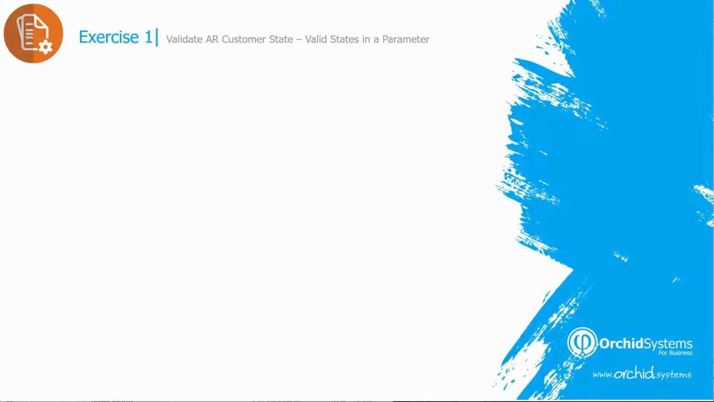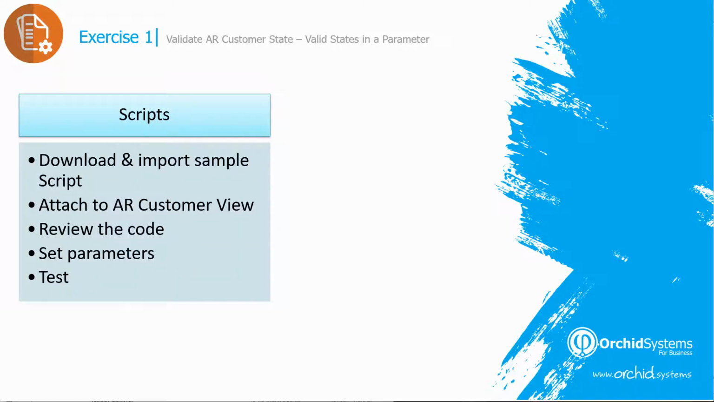The first exercise we're going to do is validate the state field. Initially we're going to validate the state field on the AR customer. We're going to download the script from the website and attach it to the AR customer view. We're going to have a look at the code and set the parameters that we need to set, and then test this particular script.